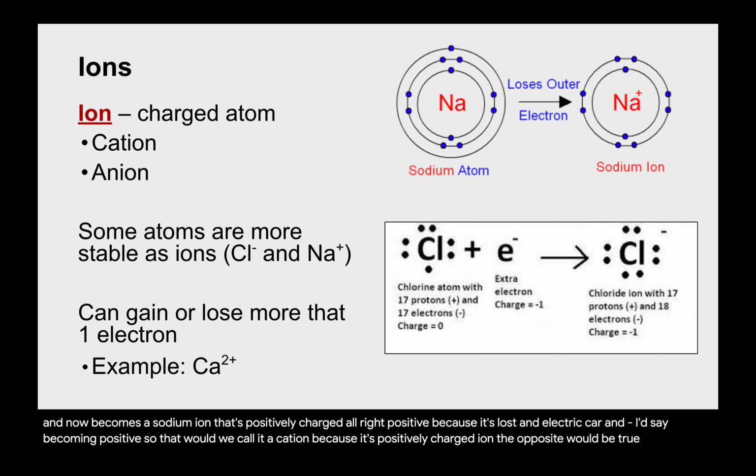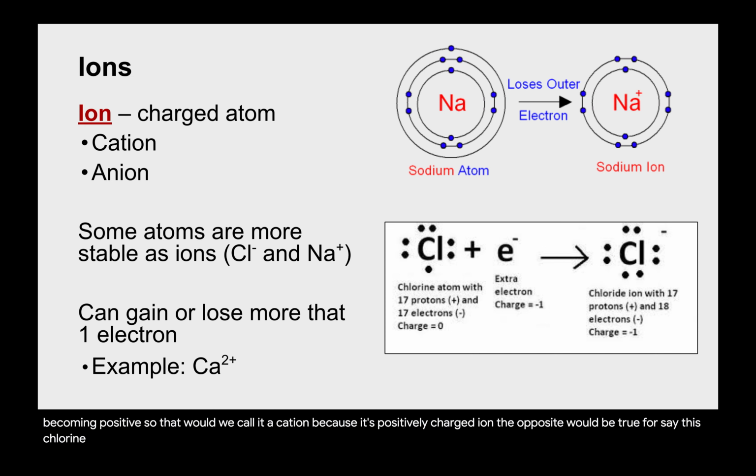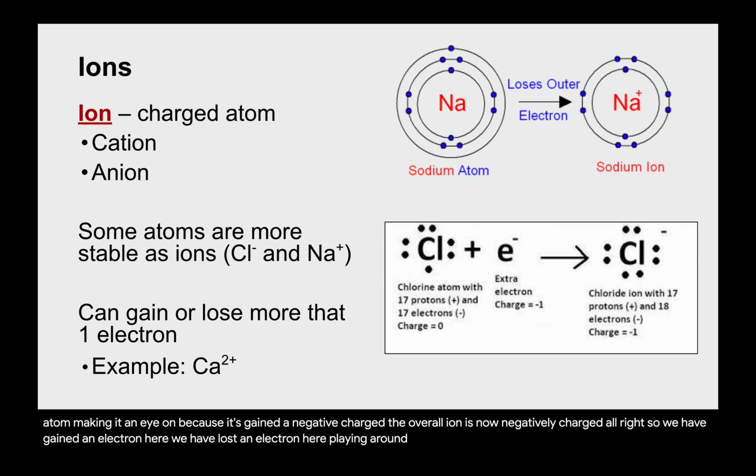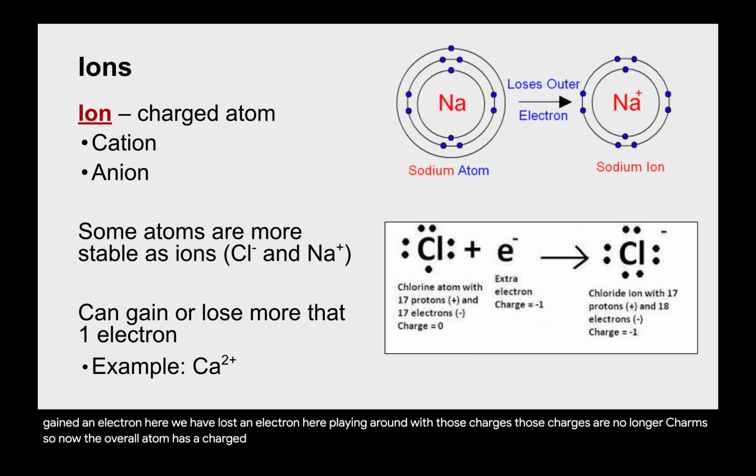The opposite would be true for this chlorine atom down here. The chlorine atom is actually going to gain an electron, making it an ion because it's gained a negative charge. The overall ion is now negatively charged. So we have gained an electron here and lost an electron here. We're playing around with those charges. Those charges are no longer equal between the protons and the electrons, so now the overall atom has a charge to it.